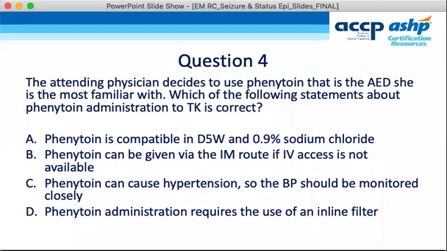Next up, B, phenytoin can be given via the IM route if IV access is not available. Or C, phenytoin can cause hypertension, so the blood pressure should be monitored closely. Or D, phenytoin administration requires the use of an inline filter. What do we think is the best answer?